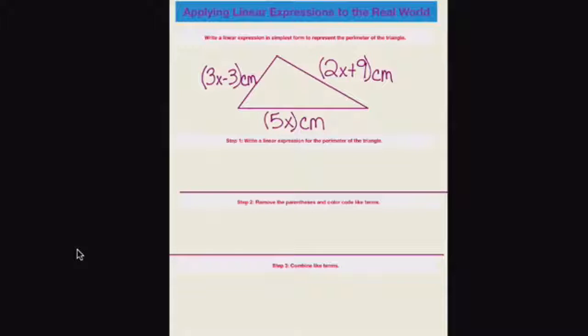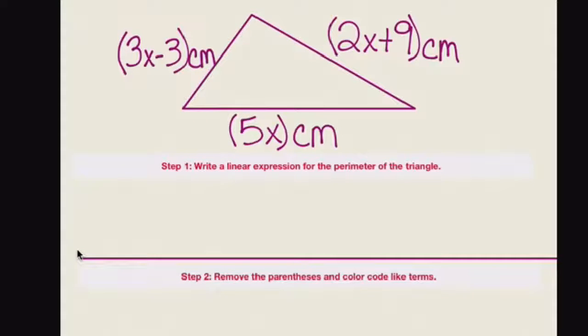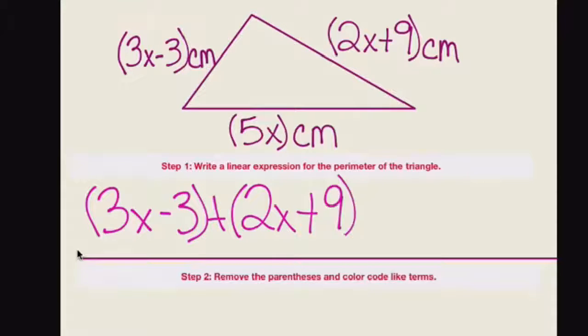Okay, now let's apply this adding linear expressions idea to a real world problem. Okay, so the directions here say to write a linear expression in simplest form to represent the perimeter of the triangle. Remember, perimeter, if you were to walk all the way around the triangle, how far would you have walked? Okay, so step 1 is to write a linear expression for the perimeter of the triangle. So we're going to add up all three sides. So 3x minus 3 plus 2x plus 9 plus 5x.